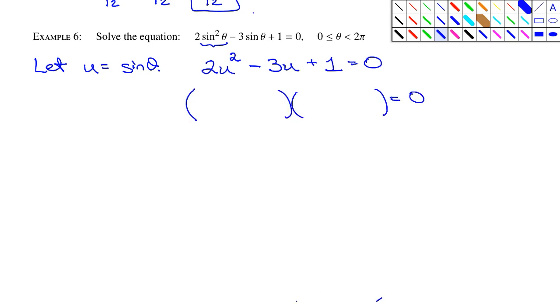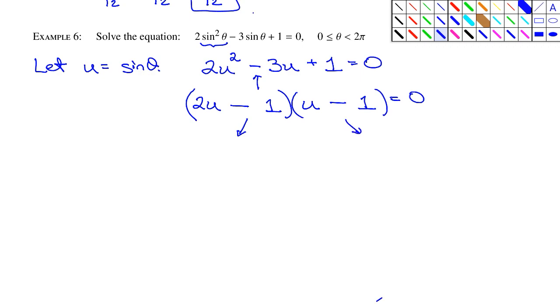Well, 2 is prime, so it's going to be 2u and u. 1 is just 1, so that's just 1 and 1. And then since it was plus, it needs to be the same sign on the insides, and those signs are negative. So we have 2u minus 1 and u minus 1. Verify that that is, in fact, the correct factorization of the previous quadratic.